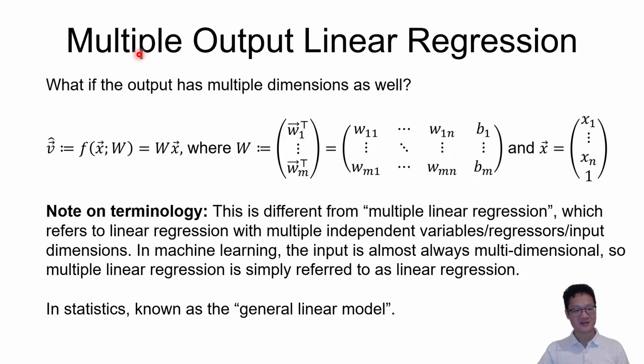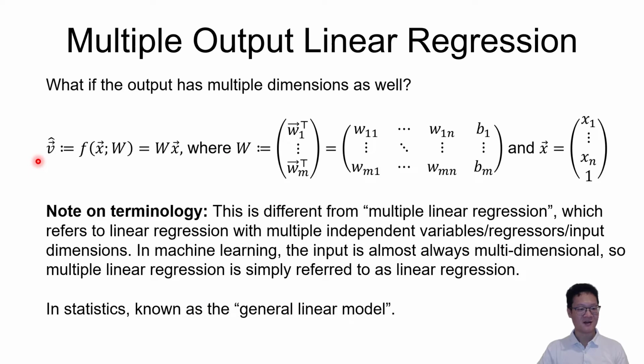So multiple output linear regression, not to be confused with what you might see as multiple linear regression. They're actually different. Sometimes people will say multiple linear regression to mean when the input has multiple variables, so basically when x is a vector. You may hear that outside of machine learning, but in machine learning, when we say linear regression, we always imply multiple linear regression in some sense, because the input is almost always multi-dimensional. So we don't say multiple linear regression, we just say linear regression. When the output is also multiple variables, we emphasize the output, so multiple output linear regression. In statistics, you may also know this as a general linear model.